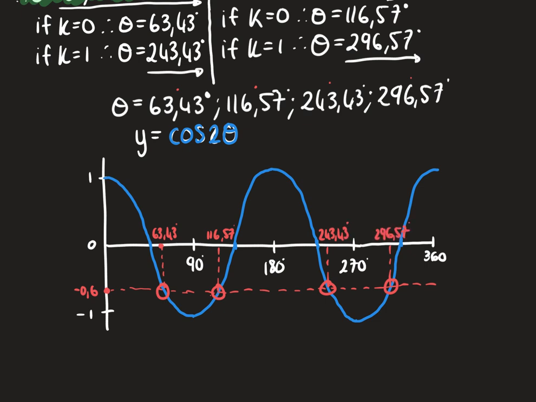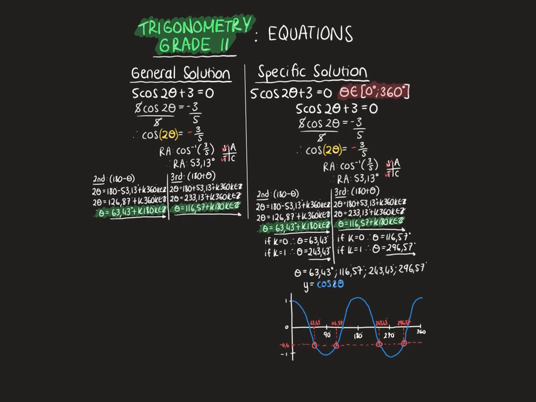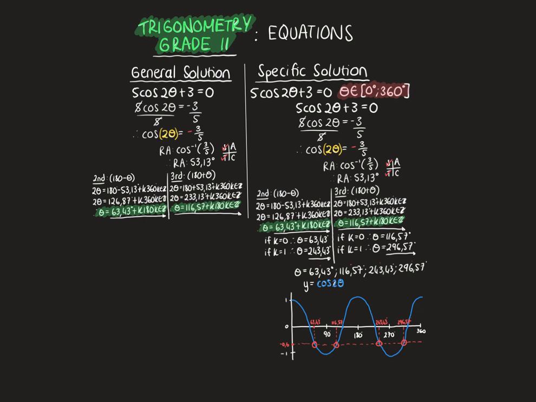So every single trig equation can be graphed, and what we are solving for, guys, is where on the trig graph does it have the y value of whatever this point is. So in this case, where does the cos 2 theta graph have a y value of -3/5? And you are working those out. 1, 2, 3, 4, those are your thetas.